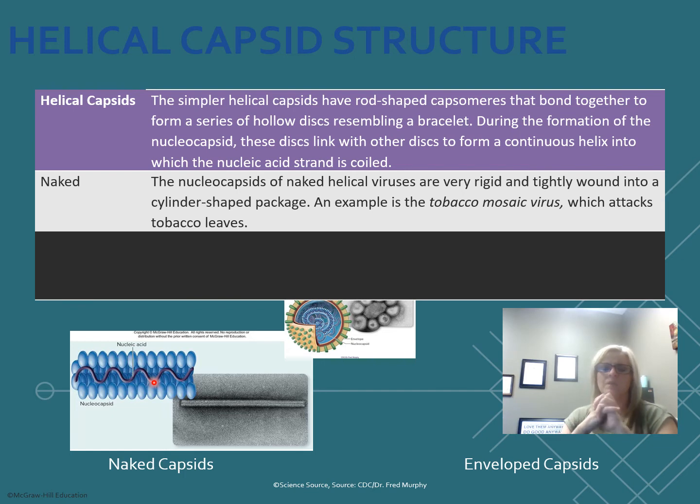A good example of this, and something that is actually used a lot in research today, is the tobacco mosaic virus, which attacks tobacco leaves. We actually use the tobacco mosaic virus in genetic engineering, and if my memory serves correctly, it's as a vehicle to actually get some genetic material into other cells.